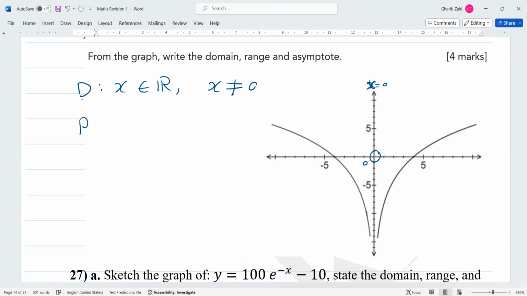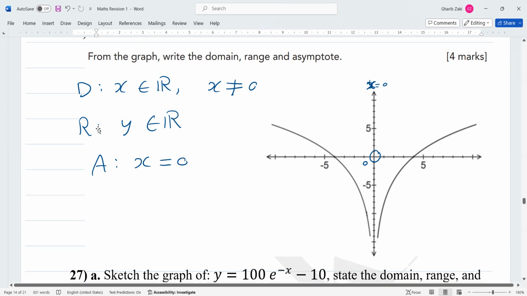What about the range? The curve going up and down to infinity. So the range y belongs to what? Y belongs to R. This is the range. What about the asymptote? The asymptote is the y-axis, which is x equals 0.